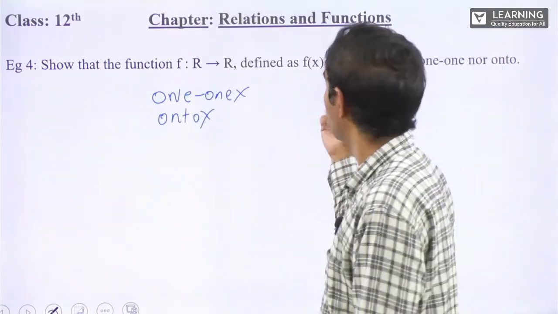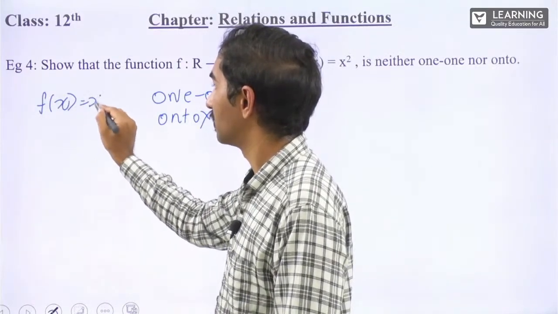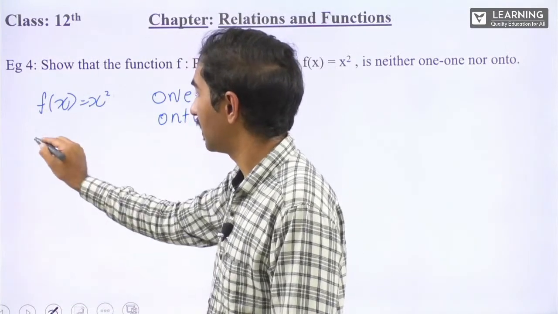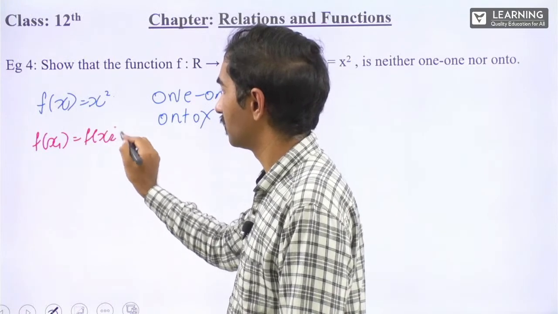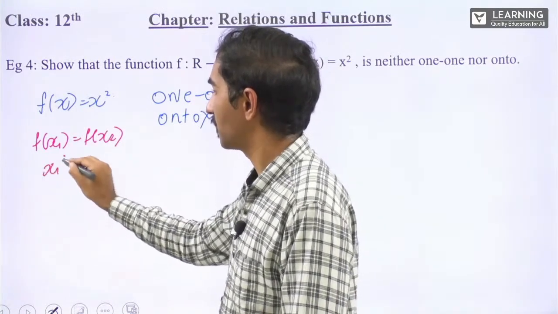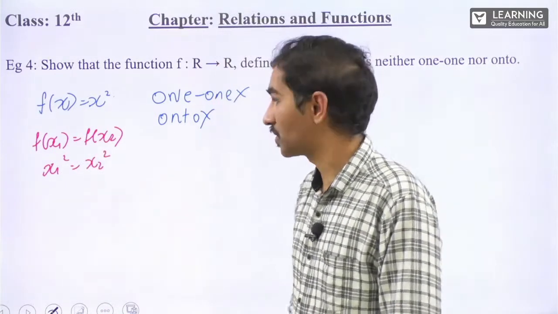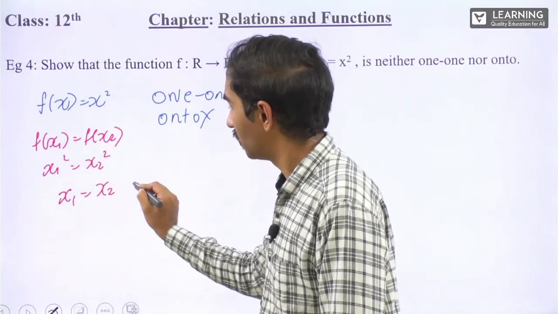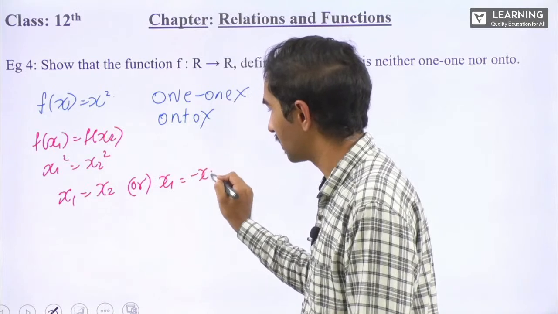So what is f of x given by? F of x is given by x square. So how do we start off for 1 1? For 1 1 we'll directly take f of x1 equals f of x2. So that will become x1 square equals x2 square. Correct? x1 square equals x2 square. So finally we can write x1 is equal to x2, or we can also write x1 equals minus x2.